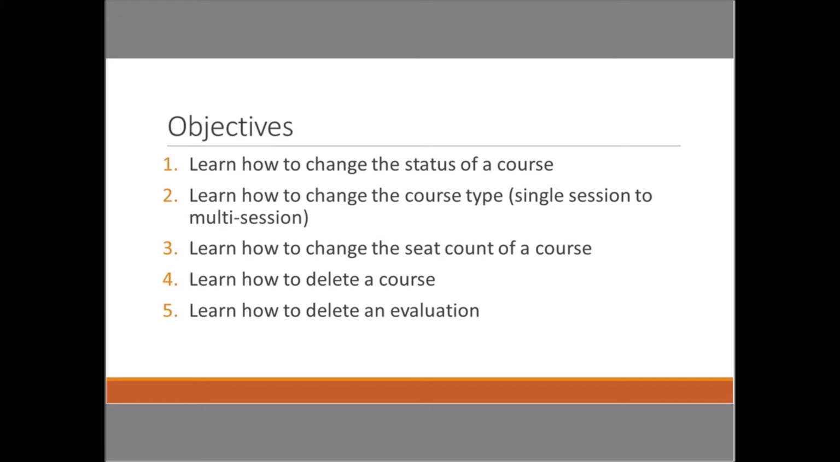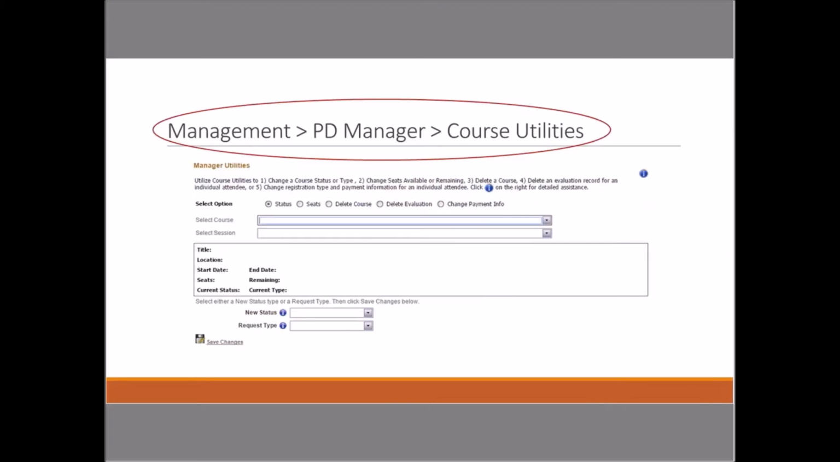Okay, so the status of the course. To get to course utilities, for you guys, it's always under the Management tab, PD Manager, Course Utilities. Instructors and facilitators also have access to course utilities under their menus, but it's limited. They're not going to see everything on the screen like you do. If you were to shadow an instructor and go there, they're only going to have the first 2 radio buttons. They have the ability to update a status or to add seats to their course.